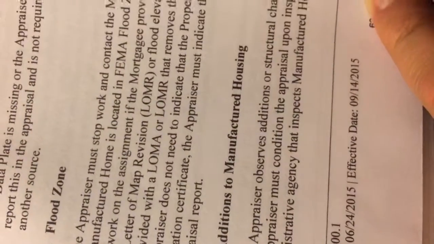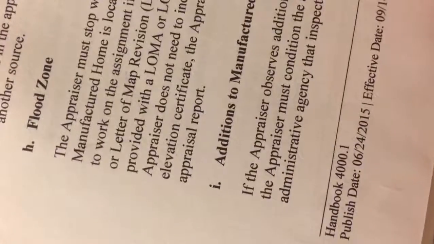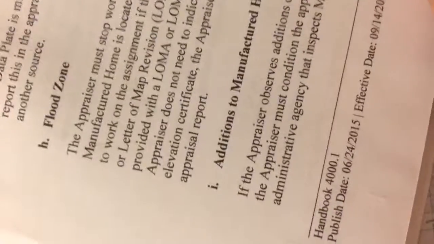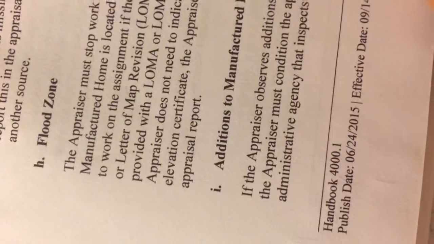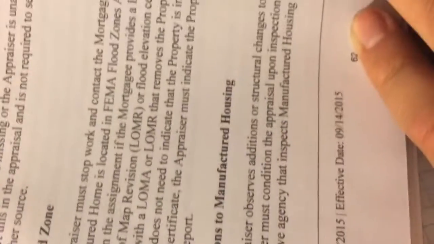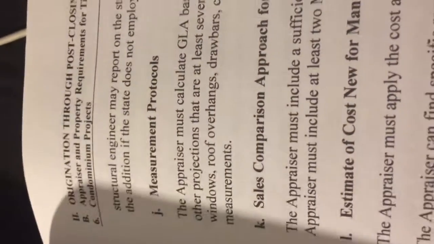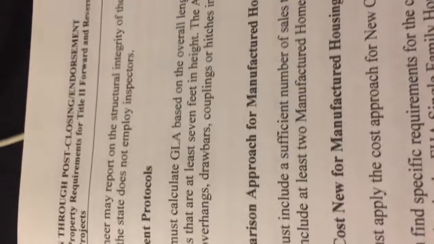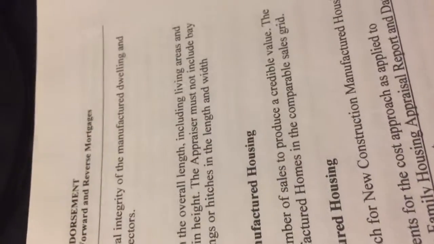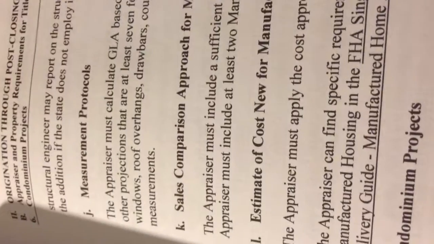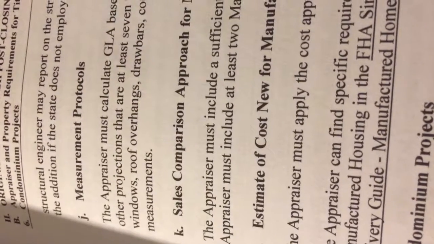If the appraiser observes additions or structural changes to the original manufactured home, the appraiser must condition the appraisal upon inspection by the state or local jurisdiction administrative agency that inspects manufactured housing for compliance, or a licensed structural engineer may report on the structural integrity of the manufactured dwelling and the addition if the state does not employ inspectors. Page 63. J. Measurement protocols.